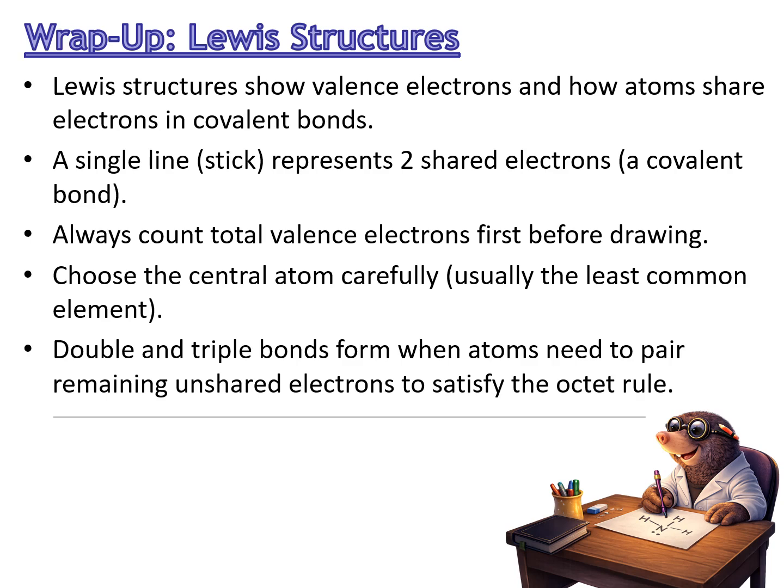And then you'll form double and triple bonds whenever you have unpaired electrons left over, or you need to satisfy the octet on the central atom or on the terminal atom by converting lone pairs into a double bond. We didn't see any examples like that. So that's it for simple Lewis structures.